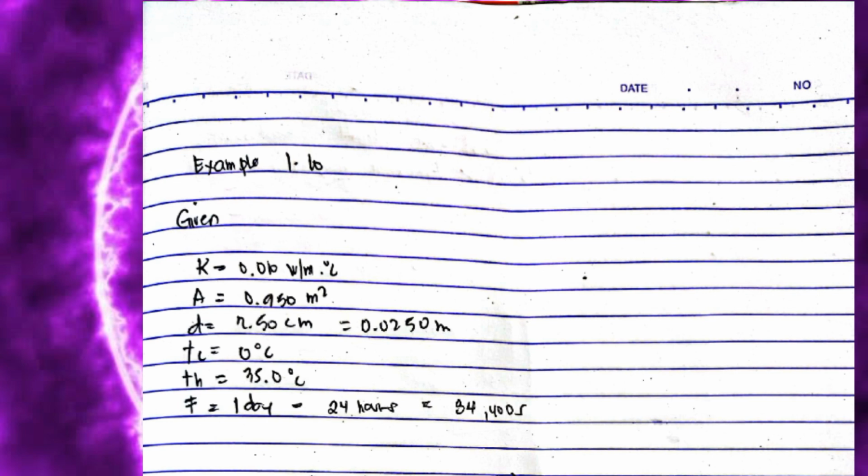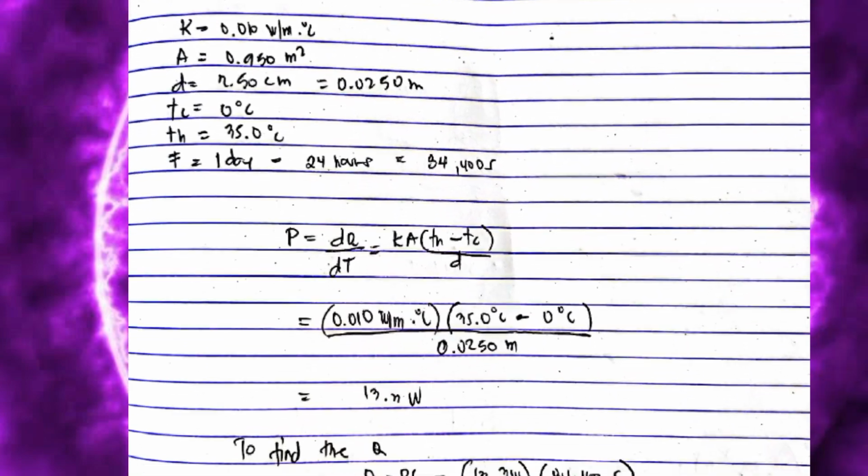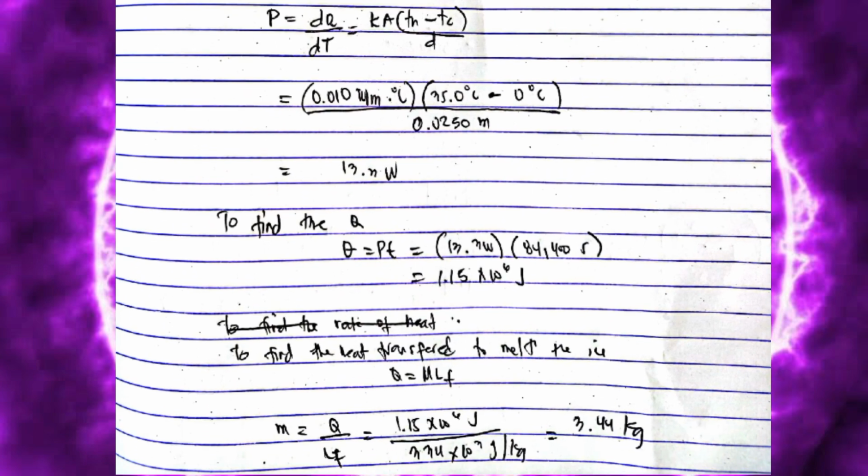That we all know that our 24 hours we have 84,400 seconds. So we solve. P is equal to dQ over dt equals KA times Th minus Tc over d. P represents the power rate.